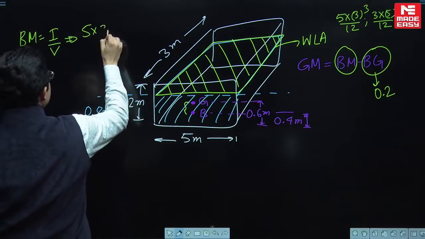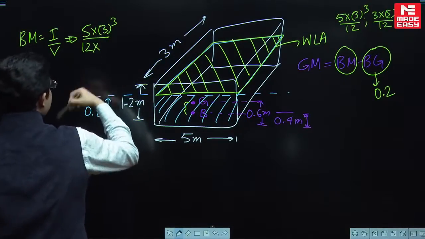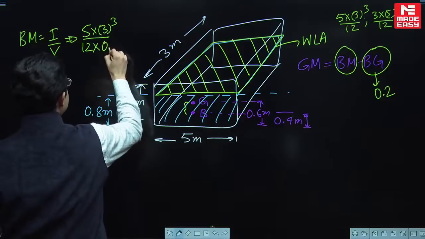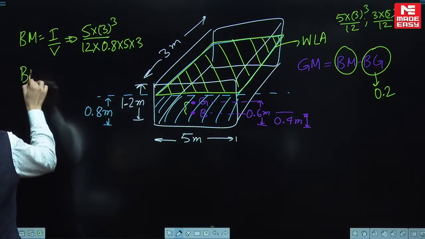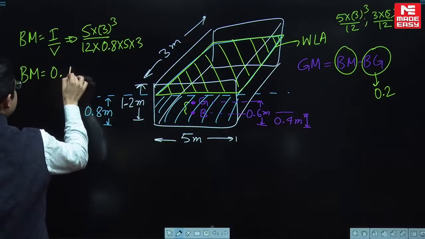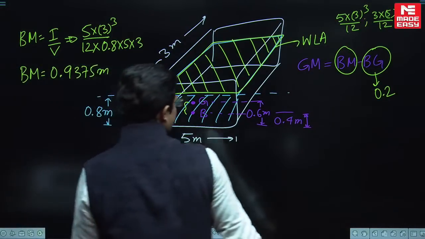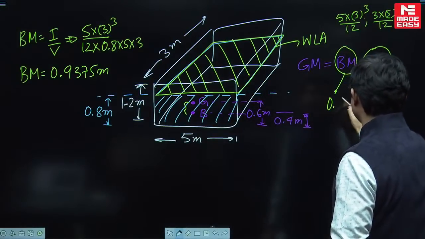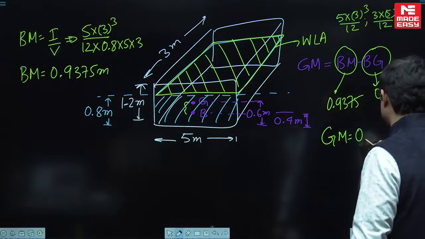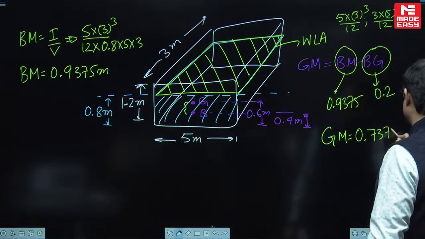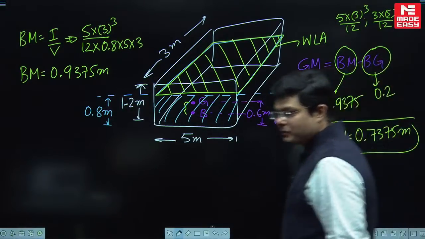So this is 5 into 3 cube divided by 12, which is the rolling moment of inertia, divided by volume of the fluid displaced, which is 0.8 into 5 into 3. So from here when you calculate the value of BM, this will come out to be 0.9375 meter. So metacentric height will come out to be 0.7375 meter, and this is going to be your answer.